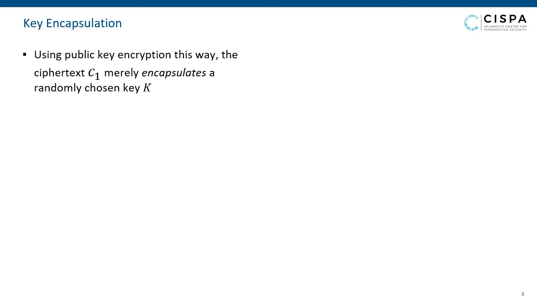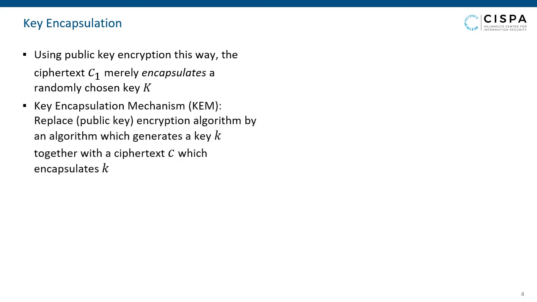randomly chosen key K. This leads to the idea of key encapsulation mechanisms, which we can think of as a simplified form of public key encryption, a form of public key encryption with somewhat reduced functionality. So what we do here, in a key encapsulation mechanism, we replace the encryption algorithm of public key encryption by an algorithm which generates a key K together with a ciphertext C, which encrypts or encapsulates this key K.